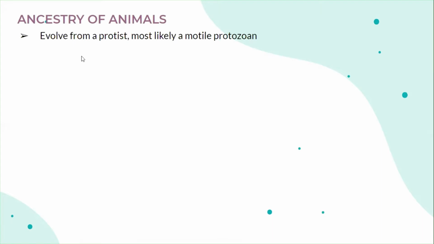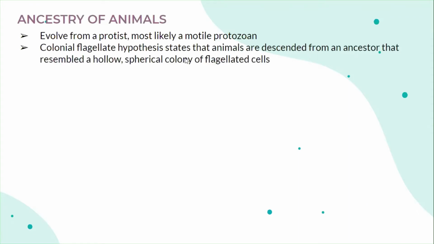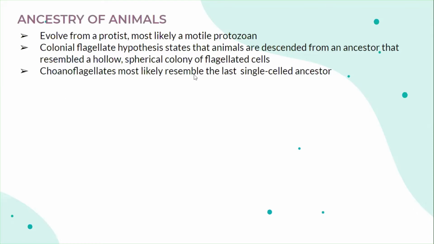Animals evolved from a protist, most likely a motile protozoan. Colonial flagellate hypothesis states that animals are descended from an ancestor that resemble a hollow spherical colony of flagellated cell. Choanoflagellates most likely resemble the last single cell ancestor.